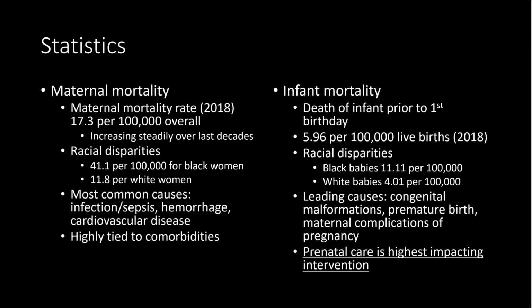Infant mortality is unfortunately very similar in that as of 2018, we had 5.96 per 100,000 live births. Infant mortality is termed death of the infant prior to their first birthday. Neonatal mortality would be death of a live infant prior to 30 days of life. This rate is a little bit lower, in the 4-point range. However, racial disparities also exist in these statistics: Black babies at 11.11 per 100,000 births, whereas white babies are 4.01 per 100,000.